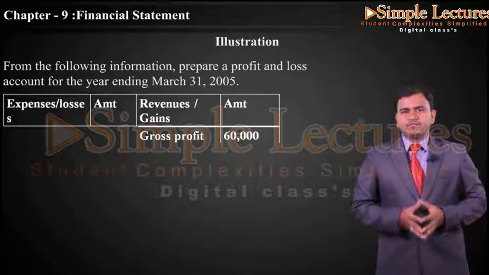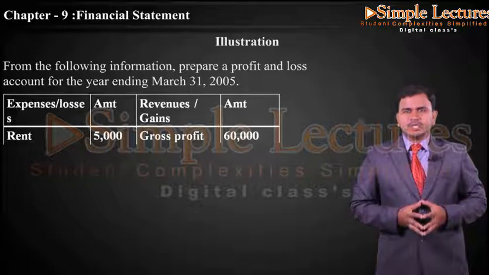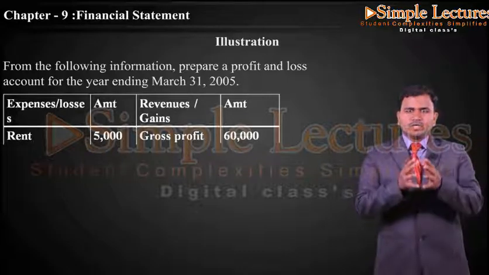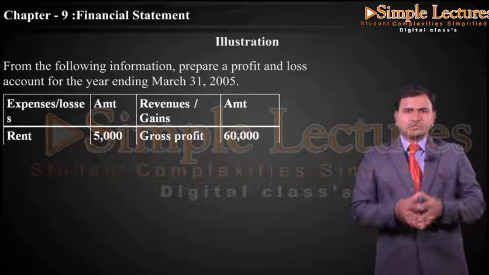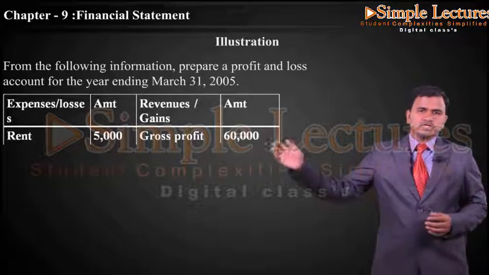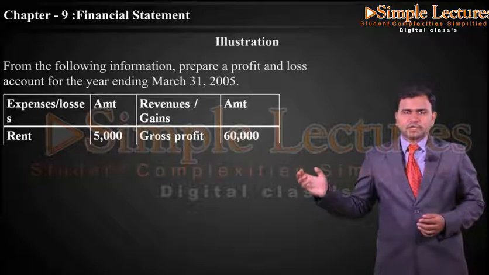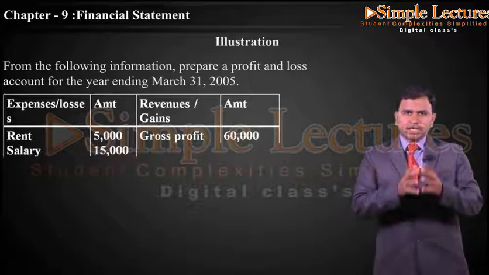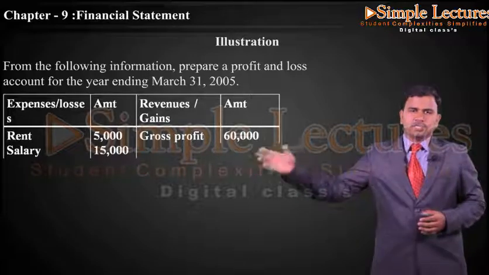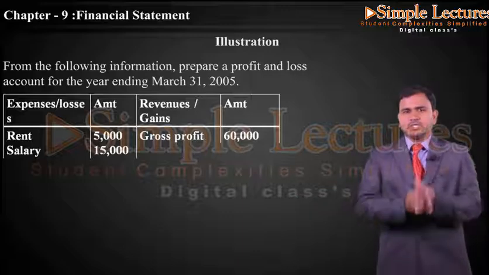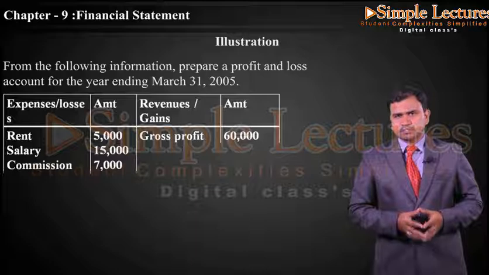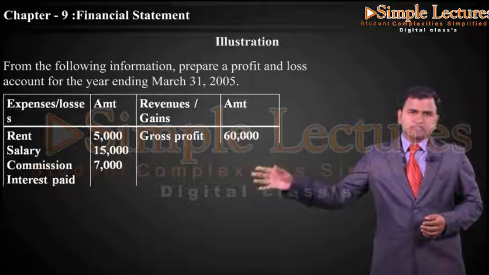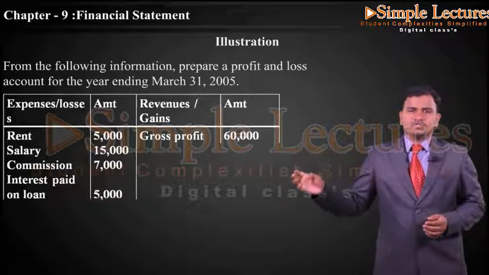Next entry we have rent. Again it is an indirect expense, will be recorded in the debit side of profit and loss account. So debit side rent in amount column 5,000. Then we have salary, again it is an expense, salary in amount column 15,000. Then we have commission paid, again it is an expense, it should be recorded in the debit side, commission paid 7,000.